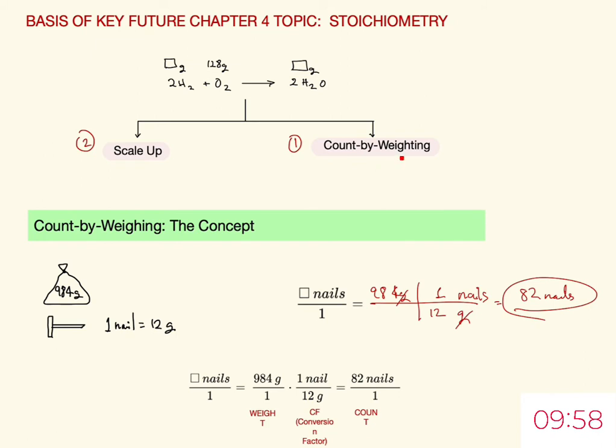So we have to scale up, and to do that, we're going to use Avogadro's number, and we're going to count by weighing, and to do that, we're going to use the molar mass from the periodic chart. That's it. Avogadro's number and the periodic chart. That's what all of this is about.